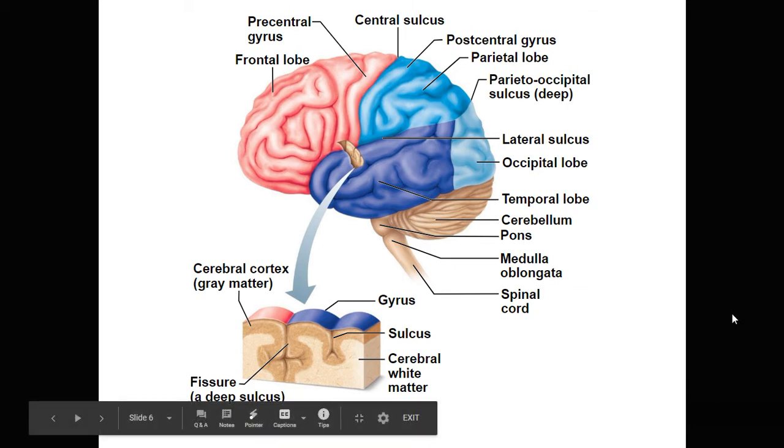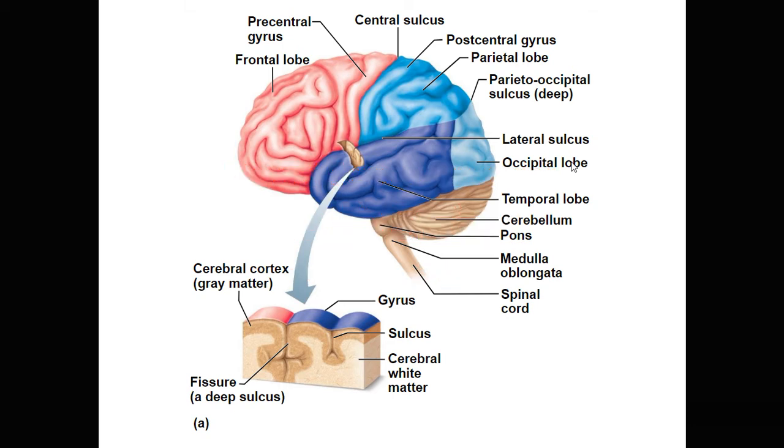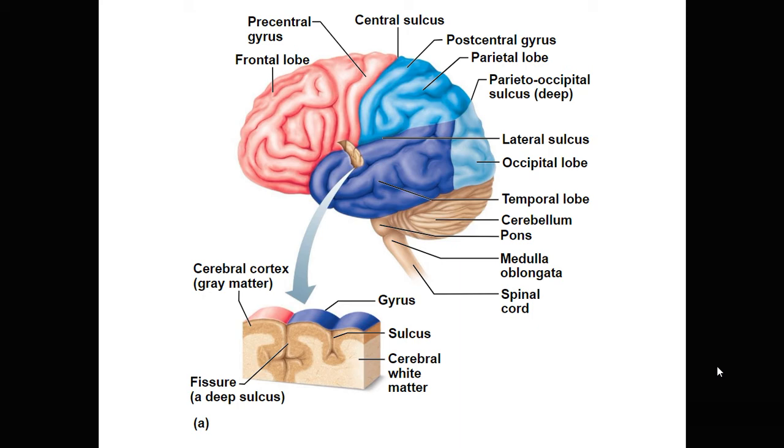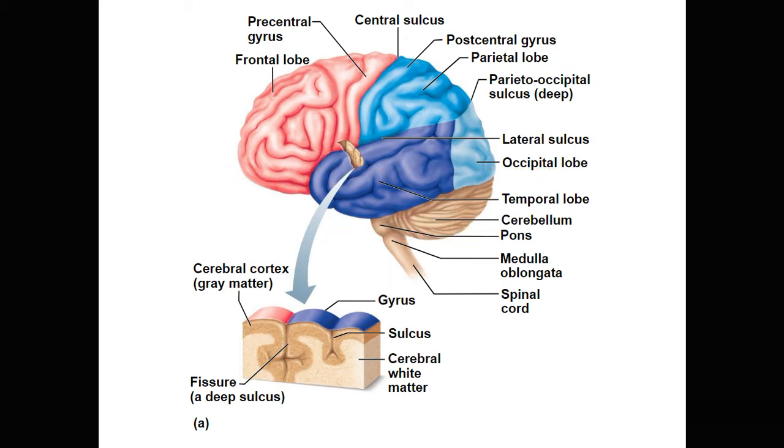The occipital lobe, which is separated from the parietal lobe by the parieto-occipital sulcus, is the major visual processing center in the brain. The occipital lobe receives primary information from the eyes, and then the information is relayed to several secondary visual processing areas.